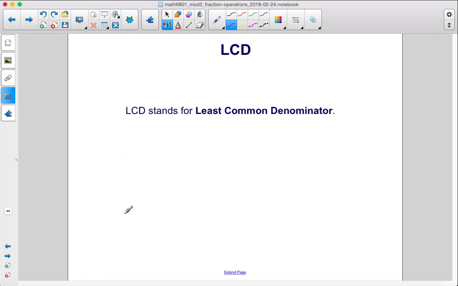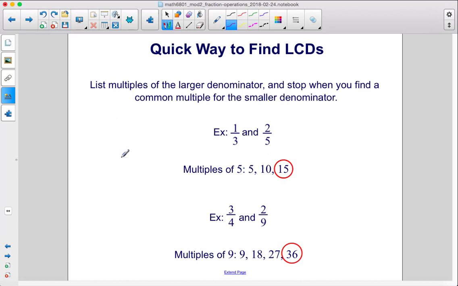LCD stands for least common denominator. Here's a quick way to find LCDs. You list multiples of the larger denominator and stop when you find a common multiple for the smaller denominator. For example, if we're trying to find the LCD of 1/3 and 2/5, you find multiples of 5.